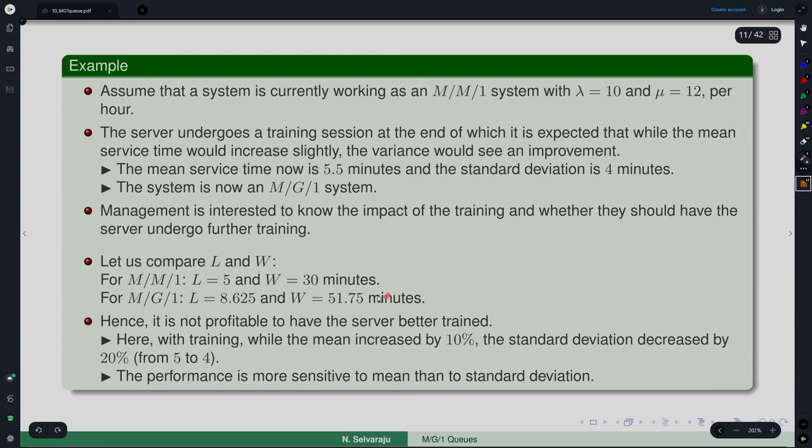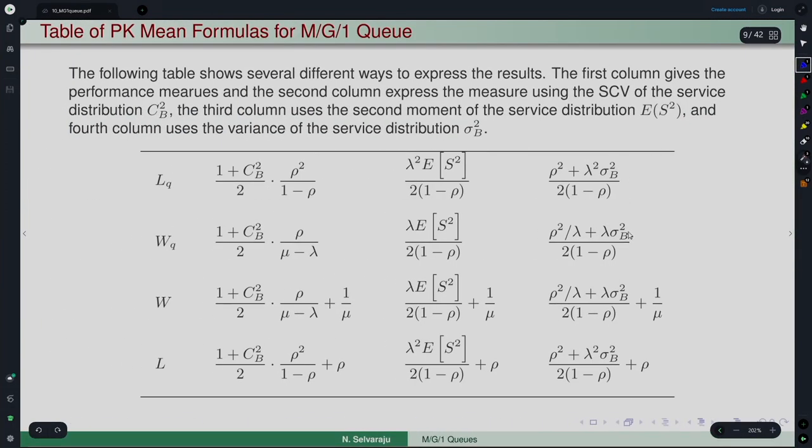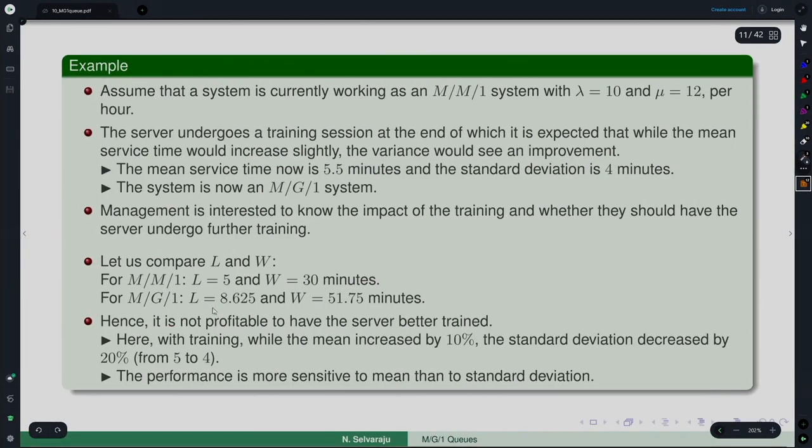This was before training. After training, now that your mean is this and the standard deviation is this, you can go back to the formula which involves the mean and standard deviation. These two formulas you will use now to compute L and W, which turn out to be 8.625 and W is 51.75 minutes. You see, you thought that with the variability reduction in the service time, system parameters should improve, but you can see deterioration here. So it is not profitable to have the server better trained.